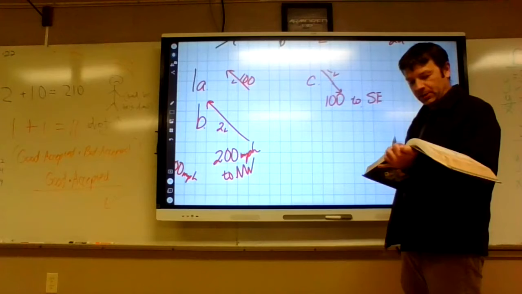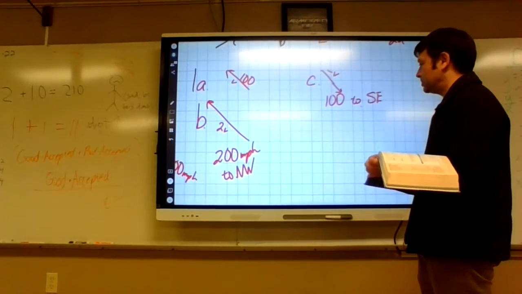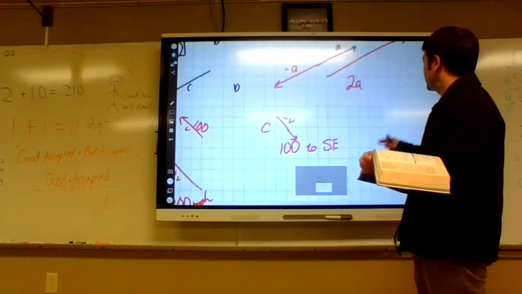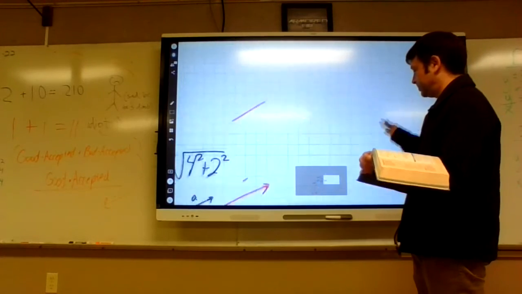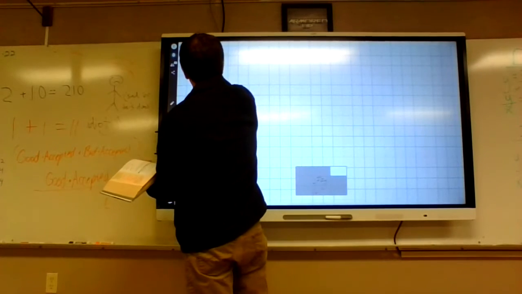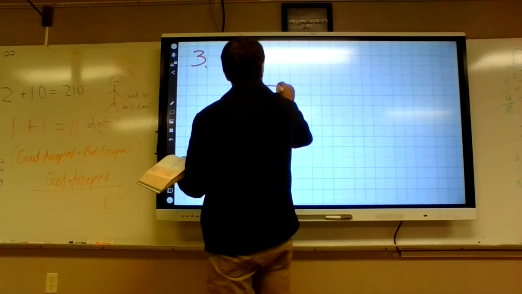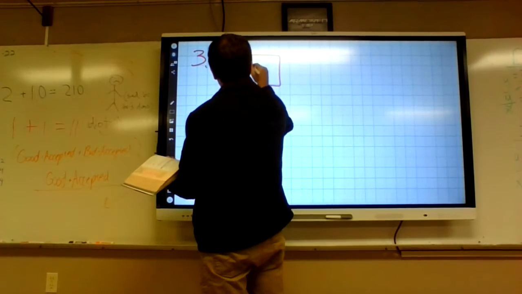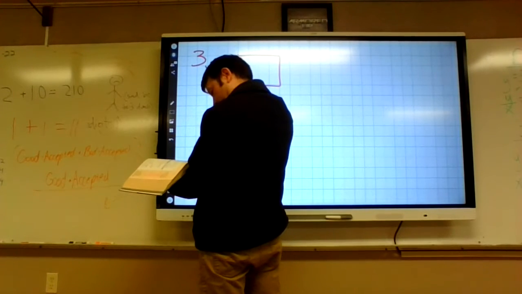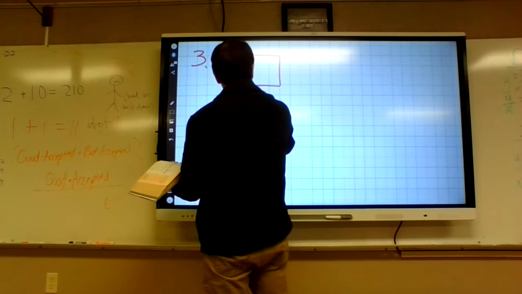Draw a rectangle PQRS. Let's stick with the graph paper on this one. PQ is 4, QR is 3. Where am I gonna go here? So we got a 3 by 4 rectangle. Which side was the short side? It says PQ is 4.